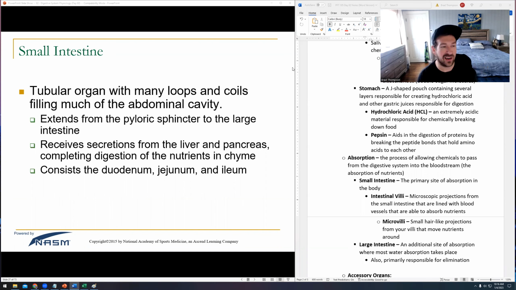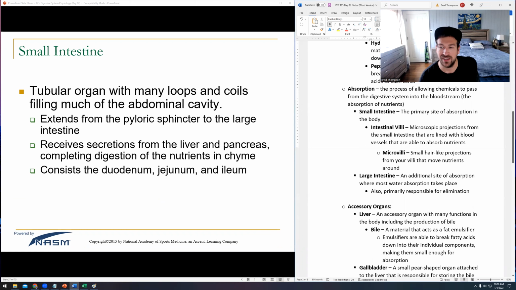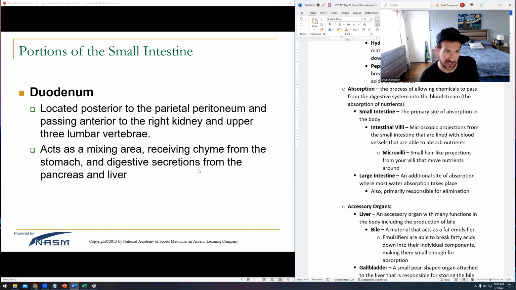So that is where our small intestine starts to come in. Moving into the process of absorption, right? Absorption is the process of allowing chemicals to pass from the digestive system actually into your bloodstream.